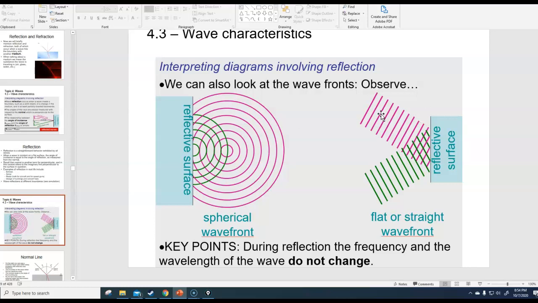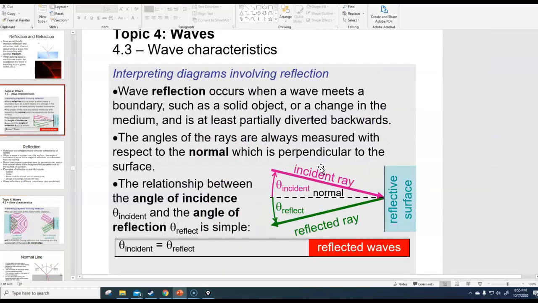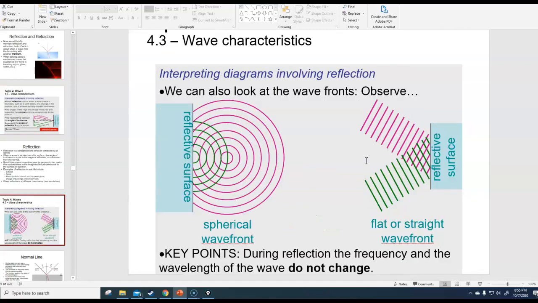Okay, so here on the right side, what you see in this picture is the wavefront picture of this situation right here, where you have an incident wave come in, hit a reflective surface, and get reflected back. Okay, so what you're seeing right here is the ray picture, and what you're seeing here is the exact same situation, just drawn with wavefronts.